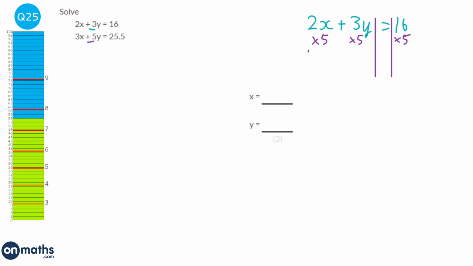So it's going to be 10x plus 15y, which is good, that's what we wanted. And then 16 times 5, which is 80. Do the same with the next one.